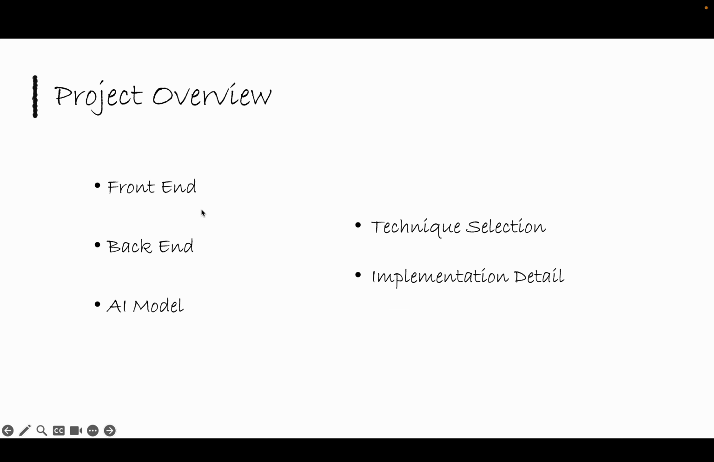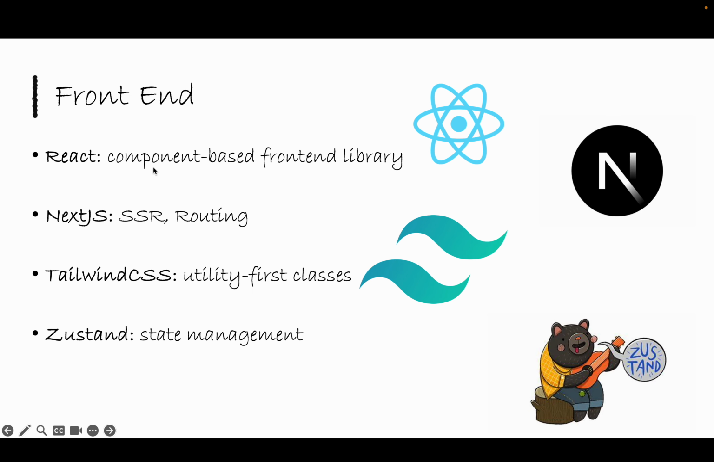So let's start with the project overview. Just like other normal full stack projects, there is a front end and also a back end. And besides, we have the AI model section. Within each section, we would talk about the technique we used and why we use it, and also some implementation details. So let's start with the front end.